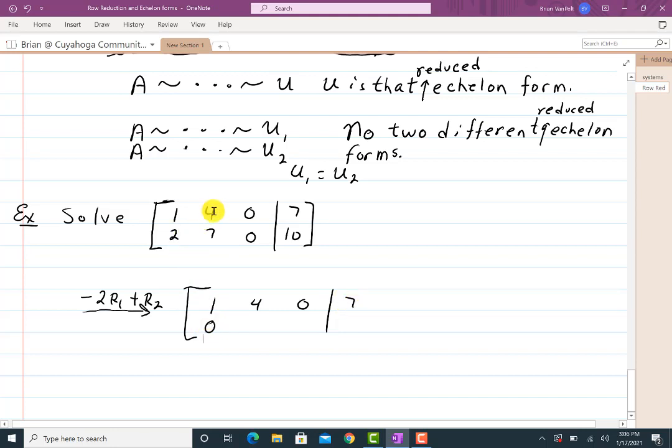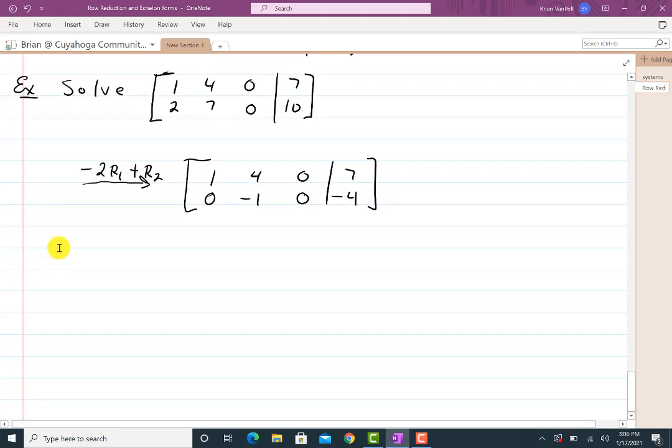So negative 2 times 4 is negative 8, plus 7 is negative 1. The column of zeros doesn't do anything. Negative 14 plus 10 is negative 4. And now I've almost got the staircase method that I want, except the problem right here is this negative that's right there. So I'm going to divide by negative 1. Well, I think I'll divide by negative 1 at the very last step.